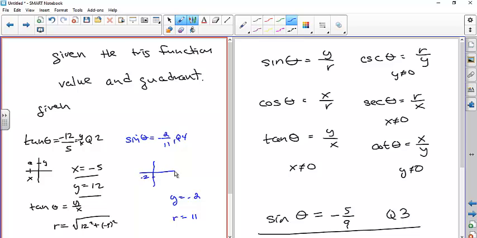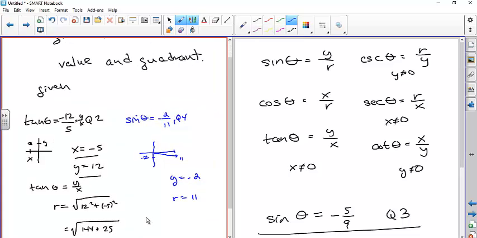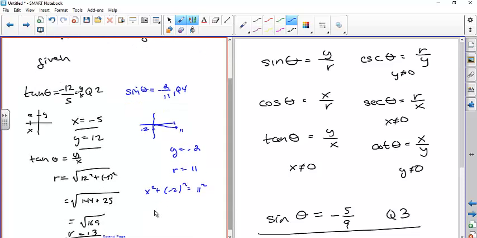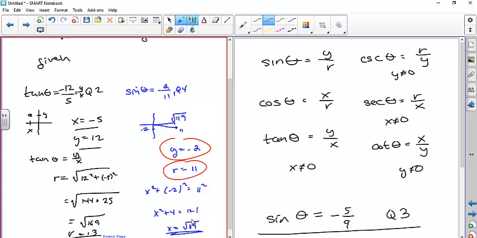The unknown x dimension is out here, and the distance from there to there is 11. So I would use the Pythagorean theorem to find x. So what I'd have is x squared plus negative 2 squared equals 11 squared. So I have x squared plus 4 equals 121. X equals the square root of 119. So now I know x, and I know it's positive. So with y equal negative 2, r equal 11, and x equal the square root of 119, then I can use these definitions here.